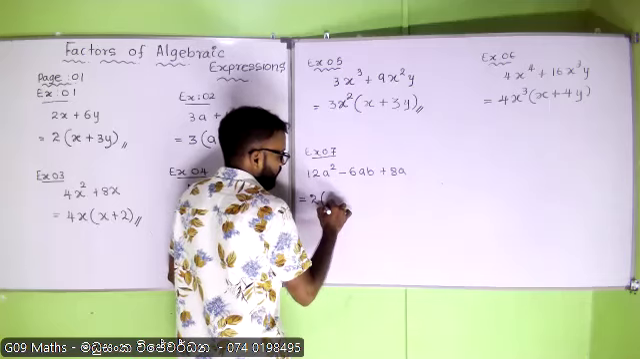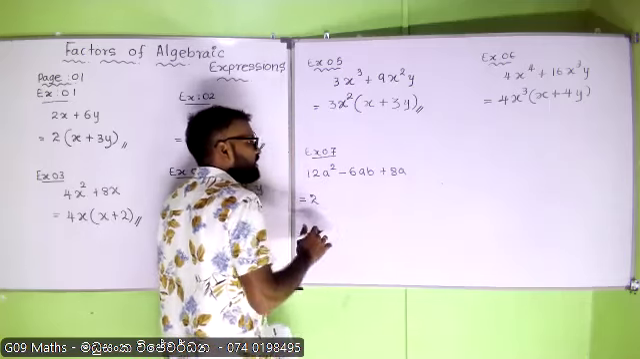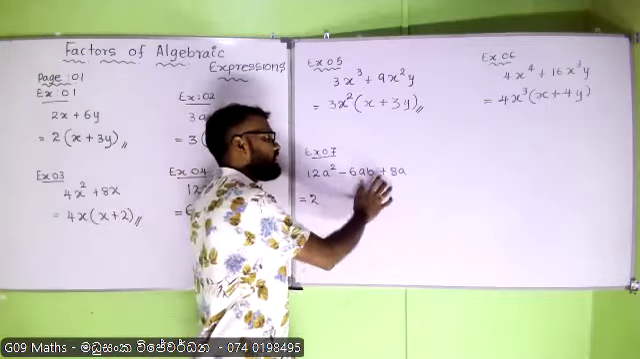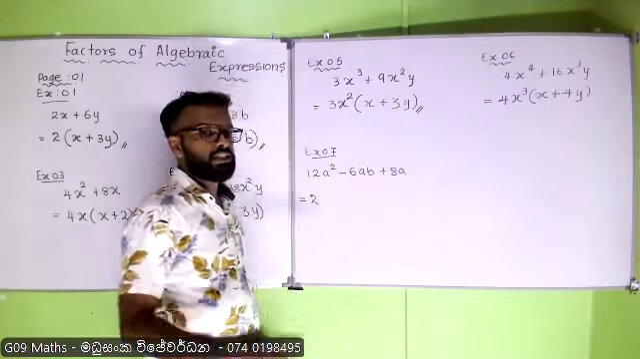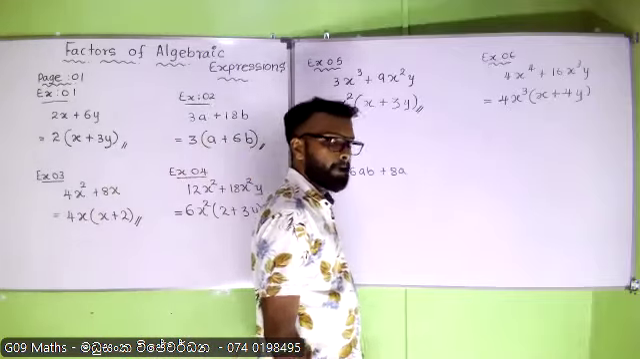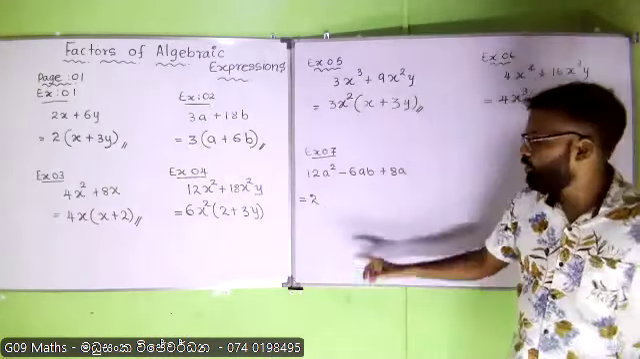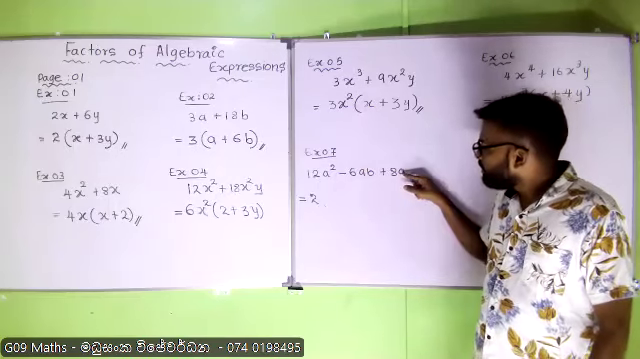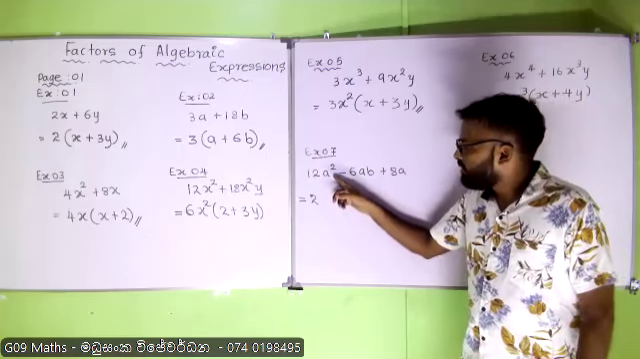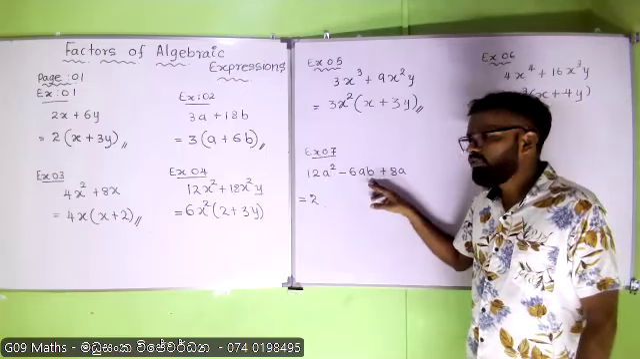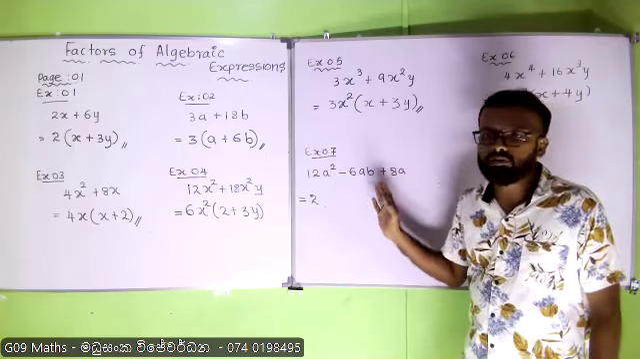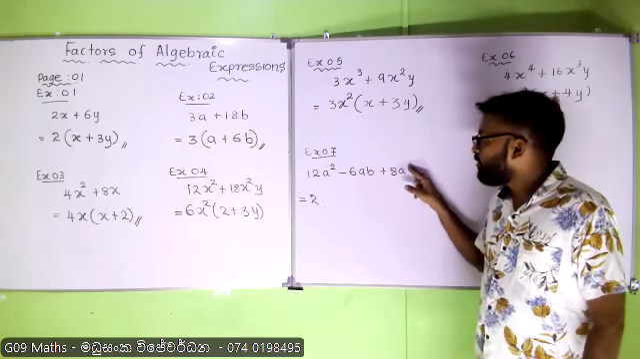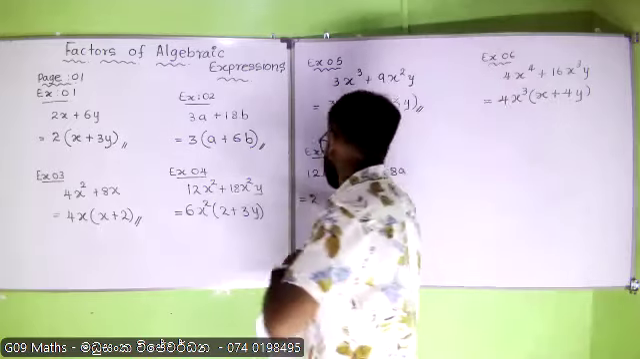Then what is the algebraic term you are going to take out from these 3 terms? A. Here you have a to the power 2, here a to the power 1, here a to the power 1. Here we have b, but here you do not have any b, so b is not a common term. But a to the power 2, a to the power 1, a to the power 1, so take a to the power 1 out.